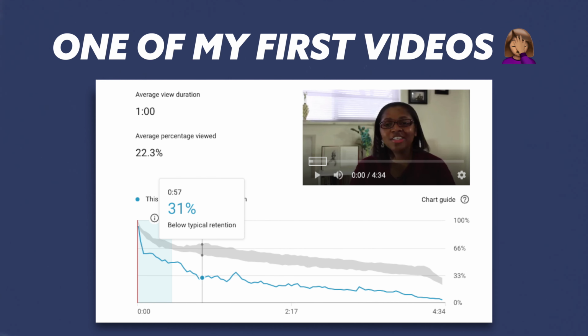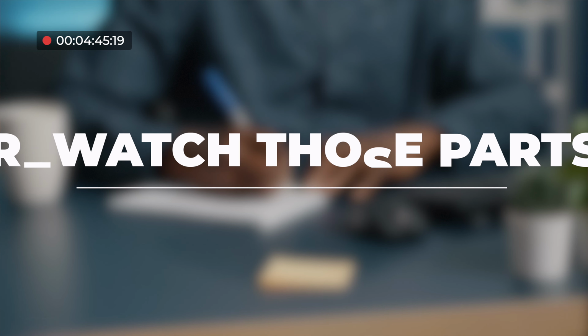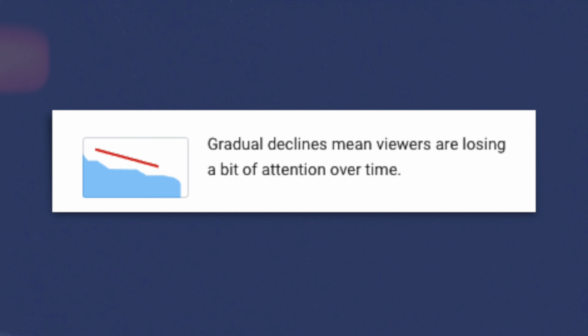So if you're noticing that you're getting to 5% by the time people get to the end of the video, or maybe worse, or somewhere about there, we want to refine how we're making our videos as a whole. The last metric that you'll see in this YouTube graph is a gradual decrease.